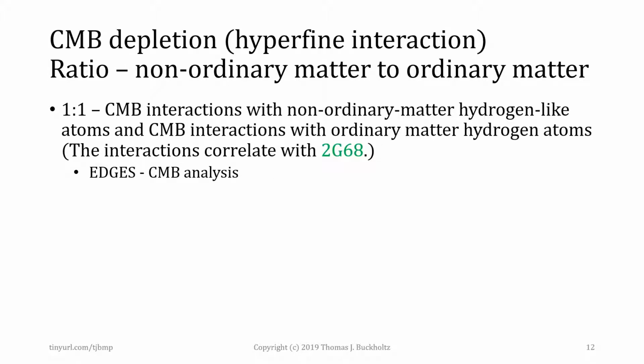The experiment to detect the global epoch of reionization signature, or EDGES, measured twice as much depletion of cosmic microwave background radiation as people had expected based on hyperfine interactions with hydrogen atoms. Our work suggests that the 2G68 component, which has a span of 2, of spin-1 long-range forces, correlates with the depletion interaction and with the notion that half of the observed depletion correlates with a non-ordinary matter isomer of charged particles.